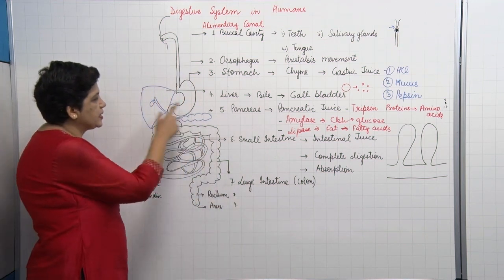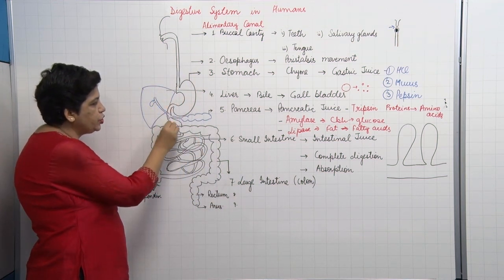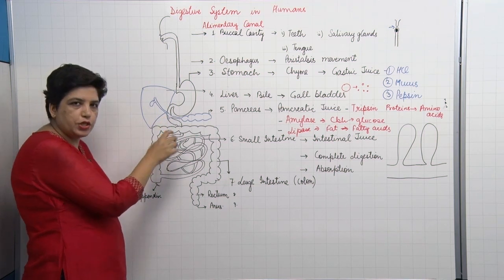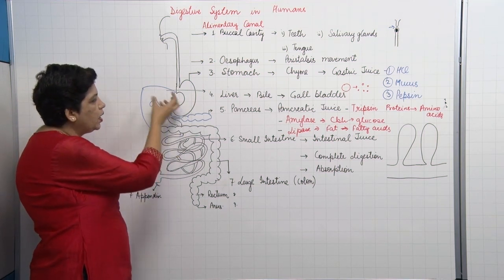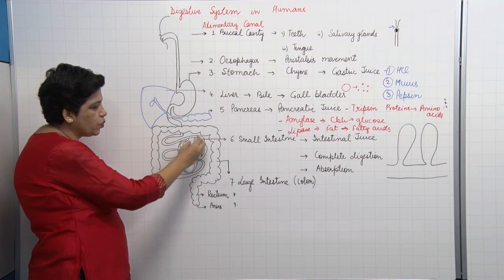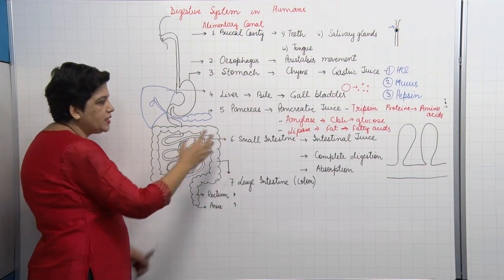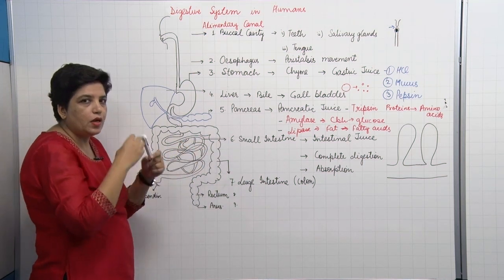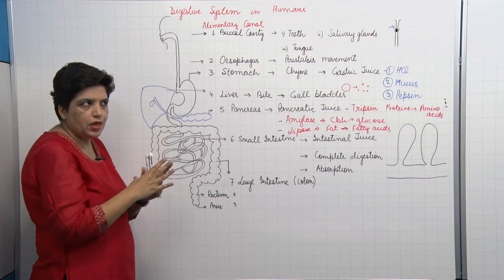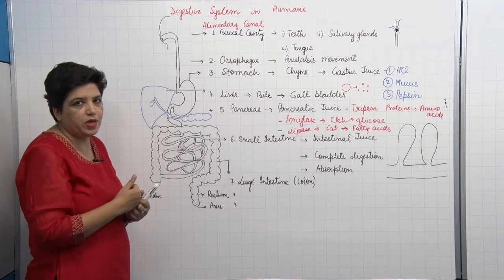So the pancreas and the liver, they secrete their juices through a common duct into the duodenum. Then the food along with these secretions enters the small intestine. The small intestine is a highly coiled, long tubular structure. It is about 6 meters long in human beings.